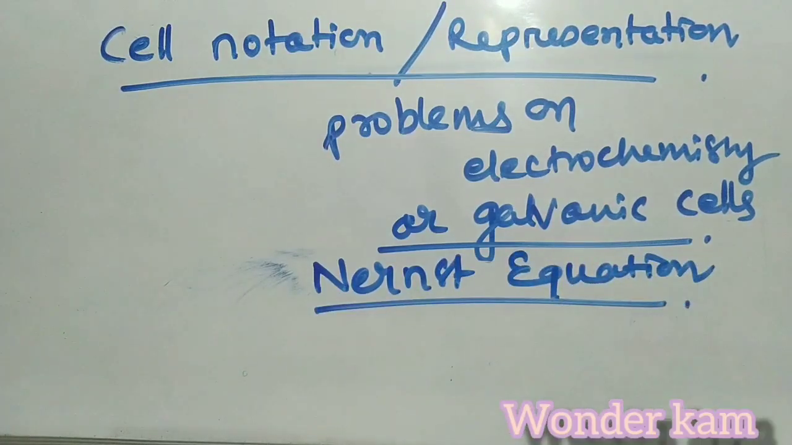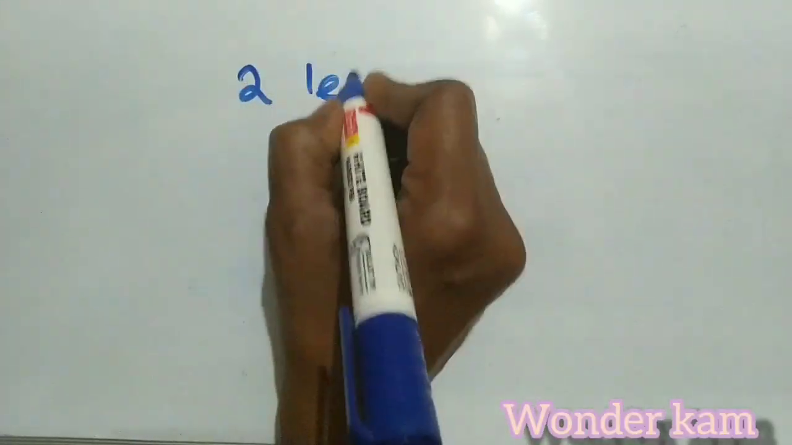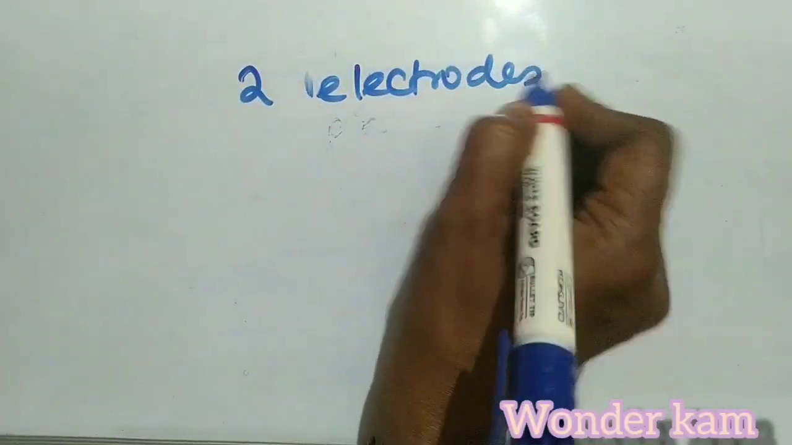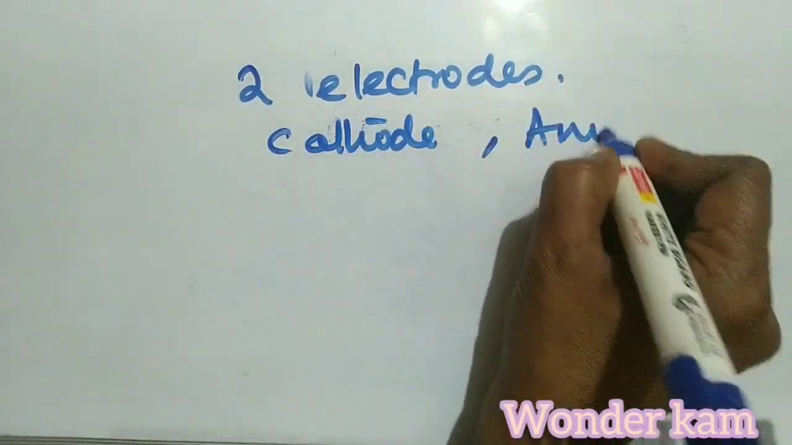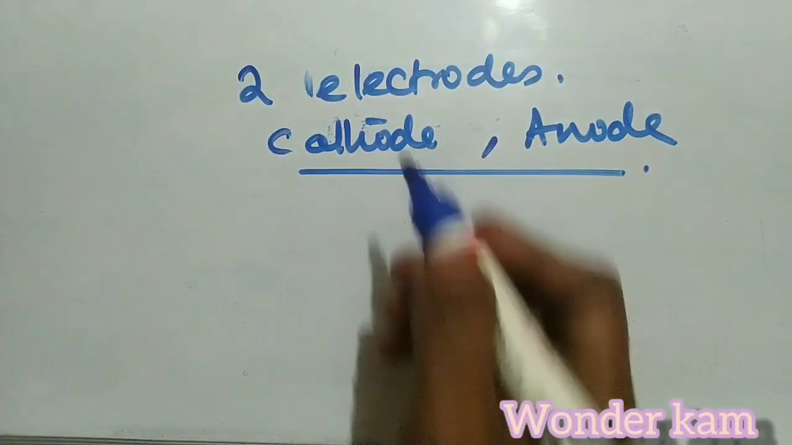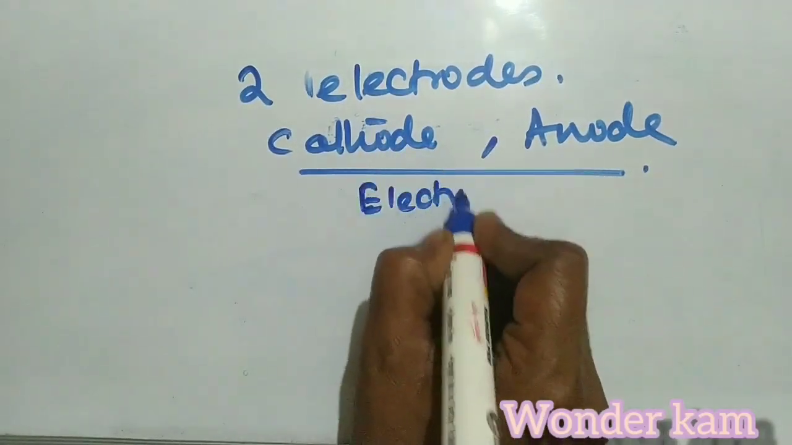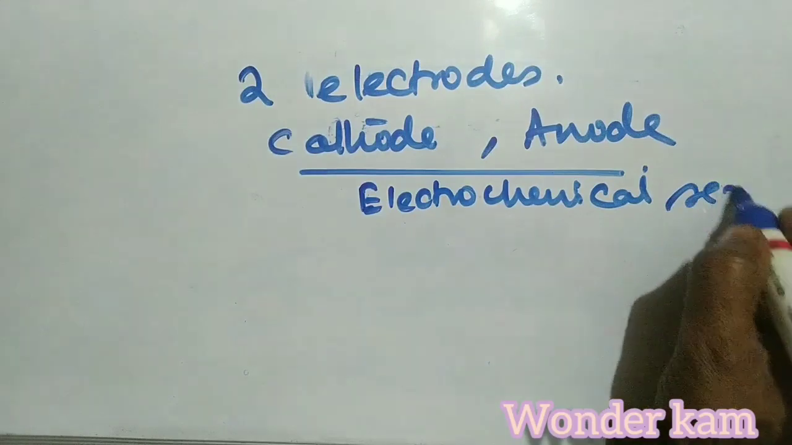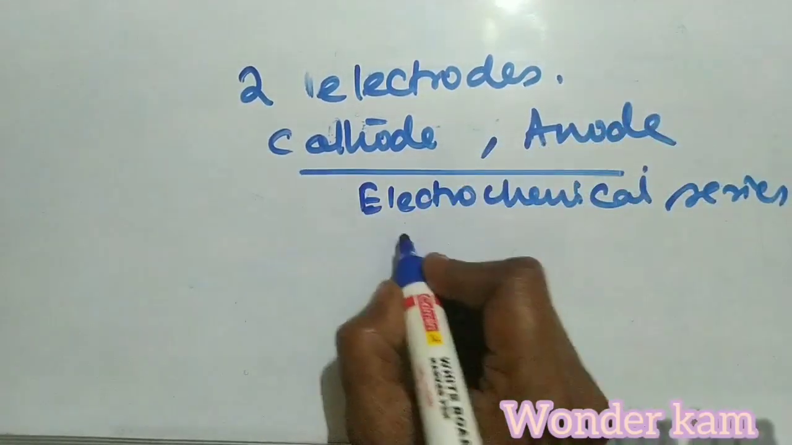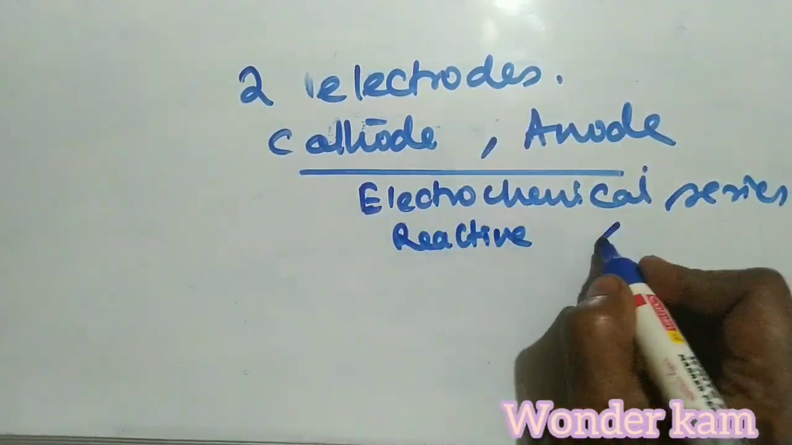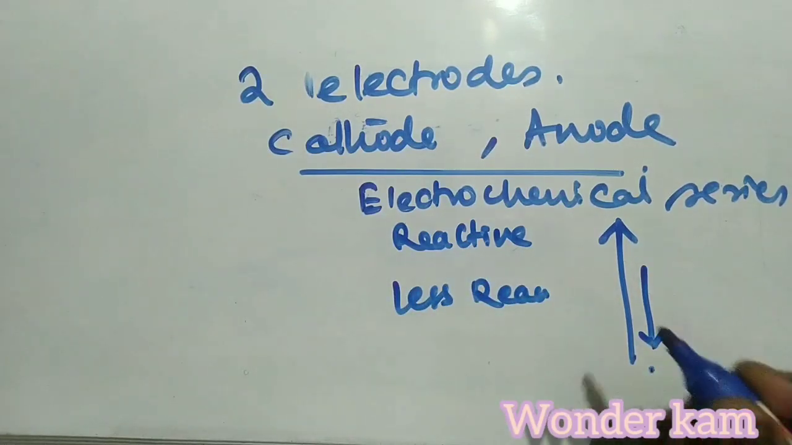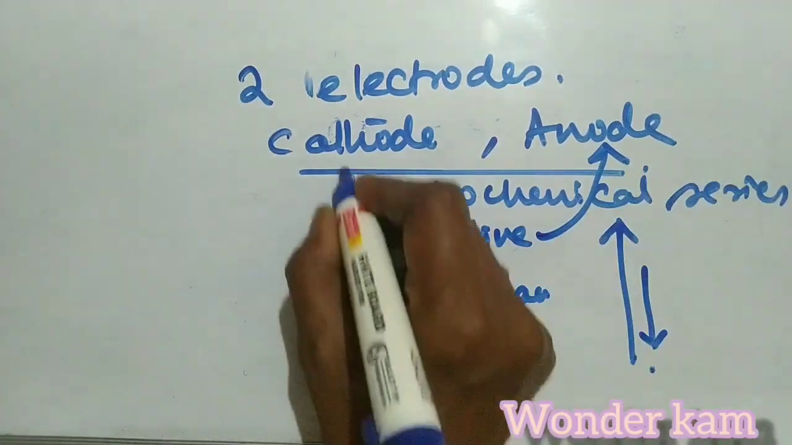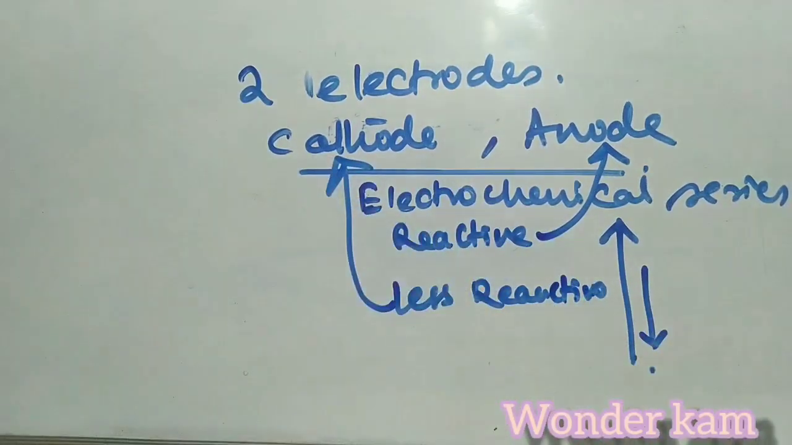So let's get started. In a problem, generally we have two electrodes and we have to decide which one would be the anode and which one would be the cathode out of these two electrodes, isn't it? And how are you going to decide which metal would be your anode and which one would be your cathode? Very simple. You just have to go to the electrochemical series for the reactivity of that metal. If the metal is more reactive, then that metal would be your anode. If it is less reactive, then it is your cathode. Hope you have understood up to this.